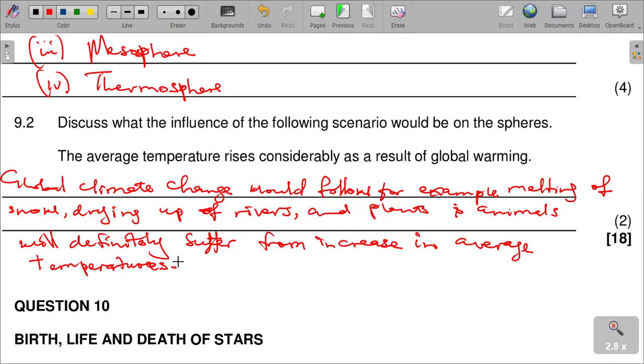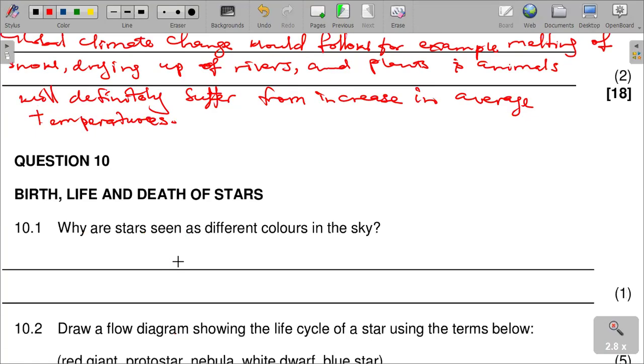So these are some of the things that we must take care of in terms of the average temperature rising considerably as a result of global warming. Obviously, it will result in global climate change, which causes melting of snows, and we talk about coastal flooding. Rivers may dry up also, and at the end of the day we would have problems that have to do with such things.